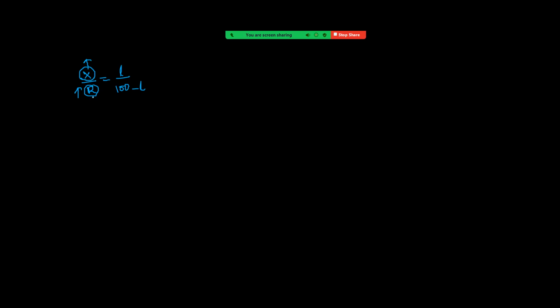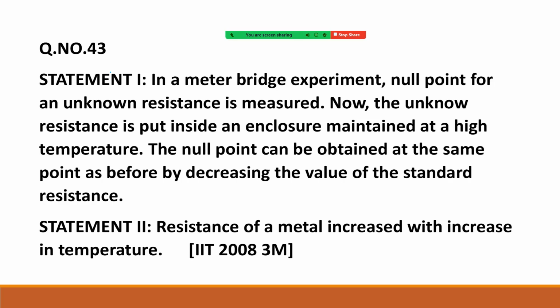But the condition given is that R is decreased. When R is decreased and X increased, the total value increases. That means the balancing point, the null point, will shift towards the right side. That means the L value will increase. That's why statement one is not correct. Okay.